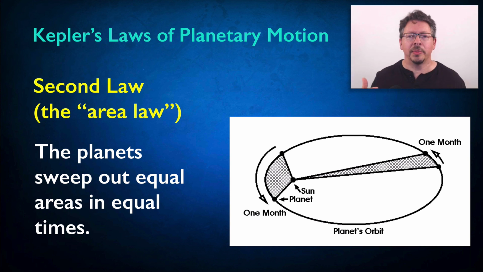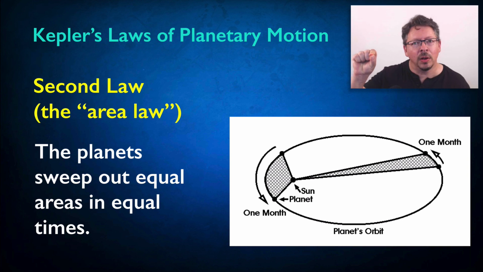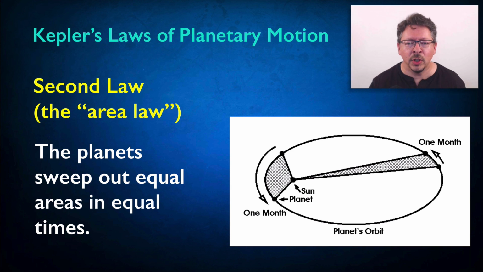So this law describes how a planet speeds up as it gets closer to the sun and slows down as it gets farther away from the sun. The area law makes this precise. In any given unit of time, say a month, a planet will move some distance along its orbit. When it's farther away from the sun, it moves slower, and the distance it covers along its orbit is less than when it's close to the sun.